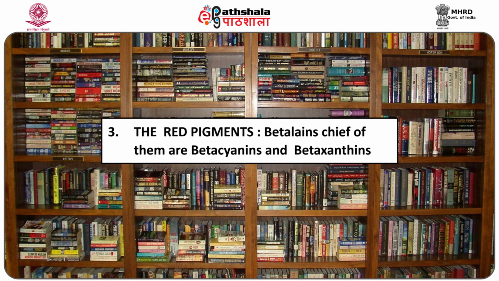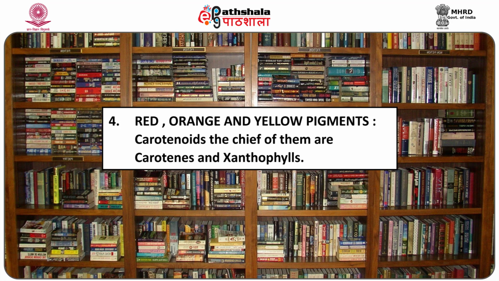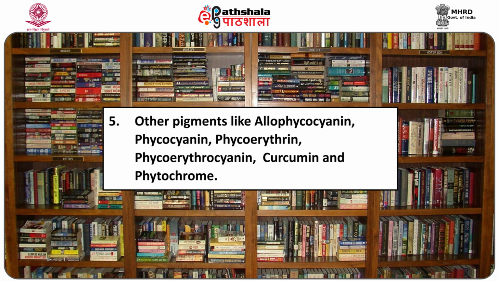Third category is the red pigments known as betalains. Chief of them are betacyanins, betaxanthins, and the fourth category is red, orange and yellow pigments termed as carotenoids. The chief of them are carotenes and xanthophylls. Besides this, there are some other pigments like allophycocyanin, phycocyanin, phycoerythrin, phycoerythrocyanin, curcumin, phytochrome. Let us know about them one by one.